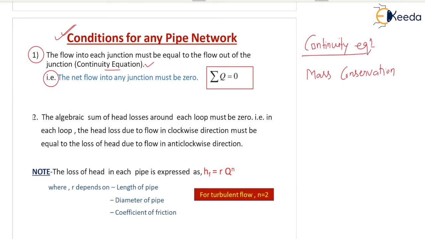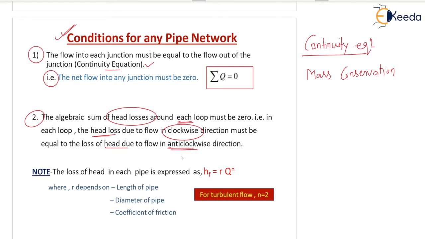Second one is the algebraic sum of head losses around each loop must be 0. Algebraic sum of head losses means we have to take the sign, plus or minus, of all the head losses around each loop. For one loop it must be 0. That is, in each loop the head loss due to flow in the clockwise direction must be equal to the loss of head due to flow in the anti-clockwise direction, and then only we'll get the algebraic sum of the head losses equal to 0.